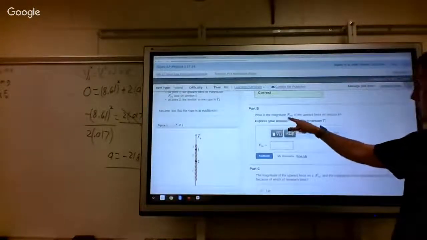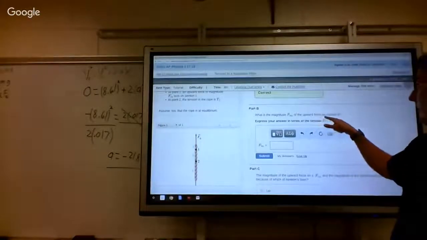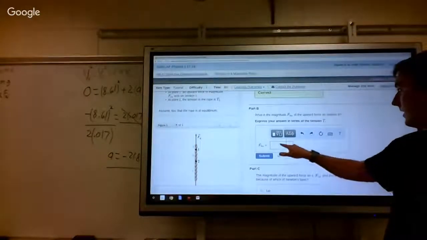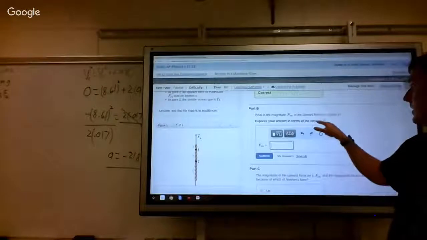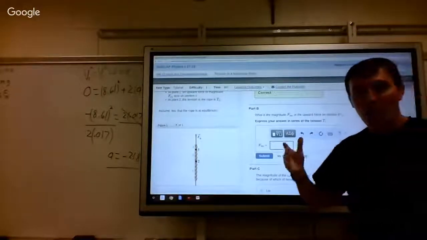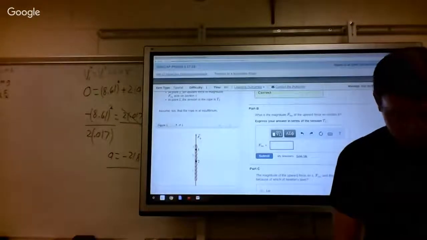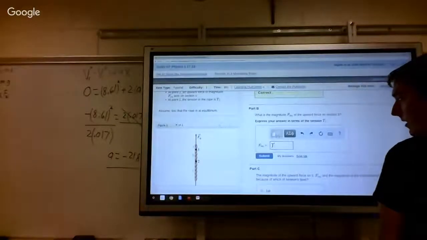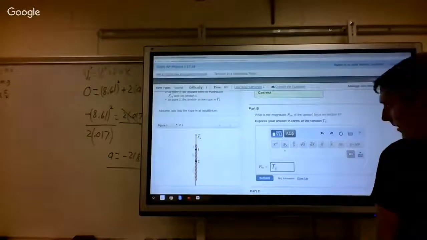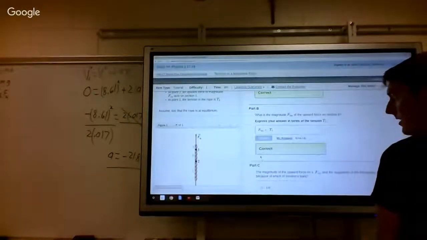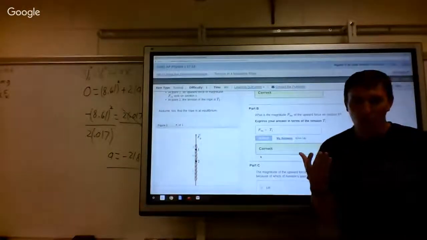It says, what's the magnitude of the tension happening on section B, in terms of tension 1? And how much compared to tension 1? It's going to be the same, so it's also going to be T1. T with subscript 1, T1, submit, nice and easy. Hopefully the understanding makes sense.